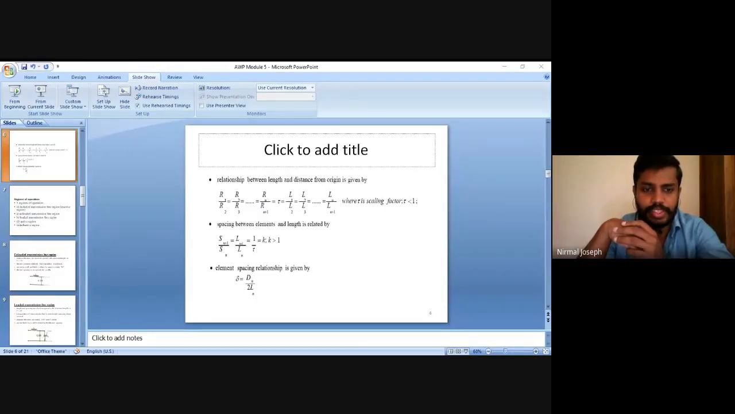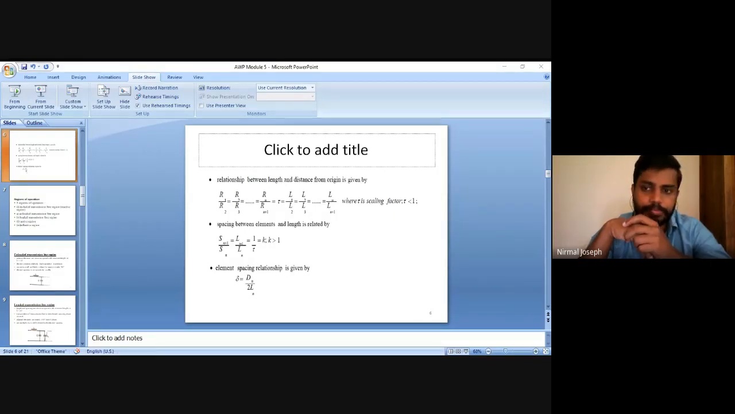That means the separation between nth element and n plus 1th element will be greater when compared to the separation between n plus 1th element and n minus 1th element. So Rn and Rn plus 1. Rn is the distance of nth element from the origin, and Rn plus 1 is the distance of n plus 1th element from the origin. If you take the ratio of these two, you should get tau. The tau will have a value less than 1.